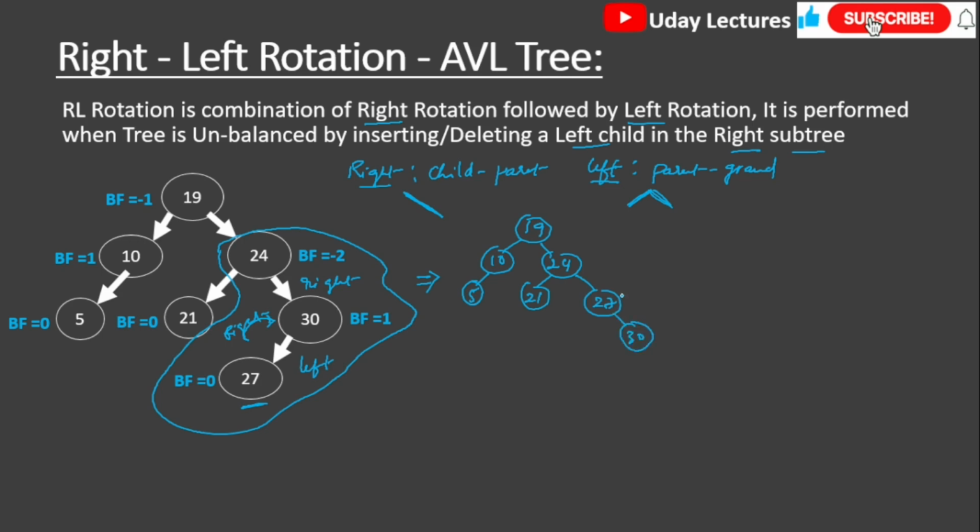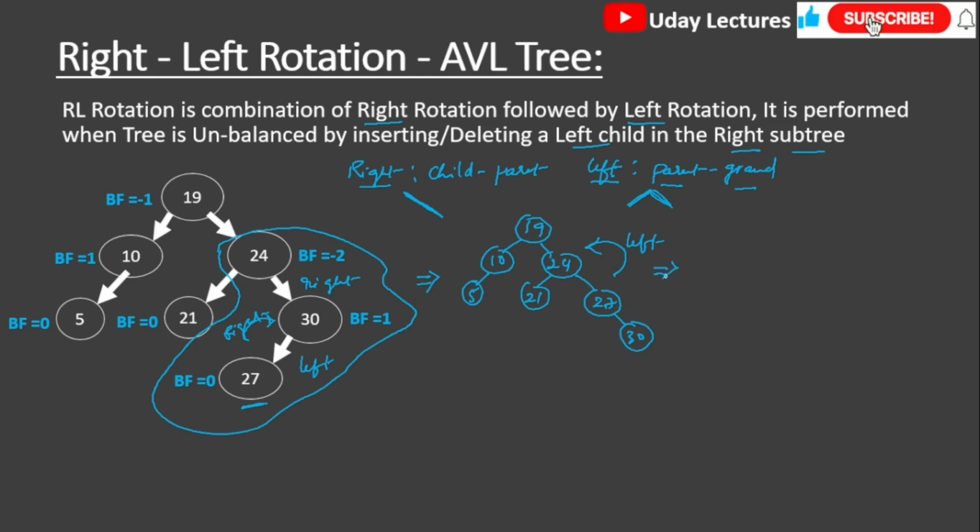We are not done with the rotation yet. We are left with the left rotation. Now we have to perform the left rotation. In left rotation, we are trying to push a node to the left side. So here the left rotation must be performed between the parent and the grandparent. What is the parent node now? 27, and the grandparent is 24.